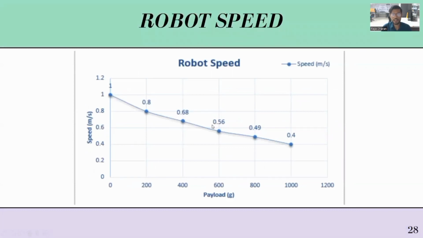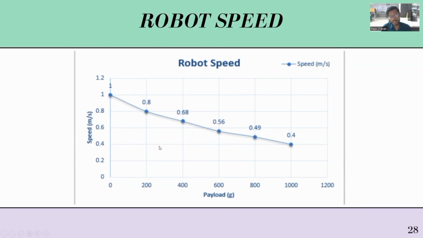So here is another graph of robot speed, showing the speed at which our robot is moving. In the start, for testing, we start with no load. When we move the robot without any load, like there is no bucket over it, it moves with a speed of 1 meter per second.